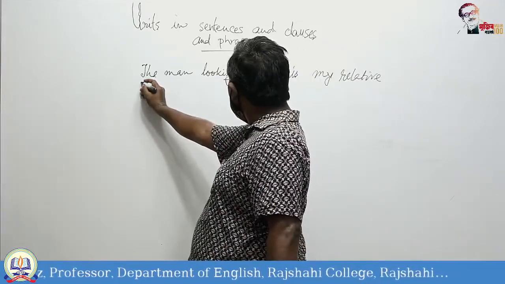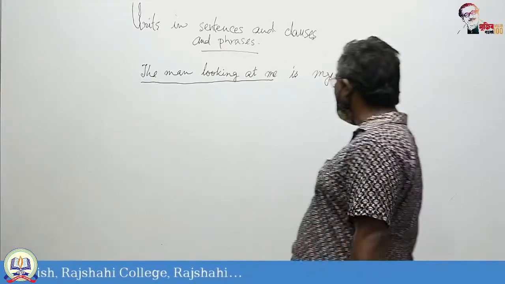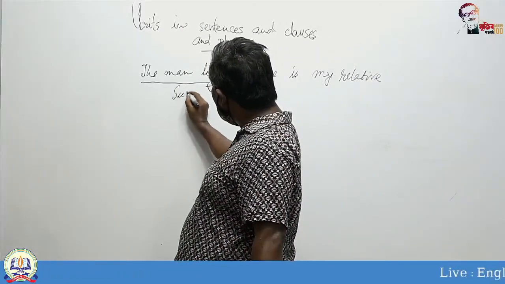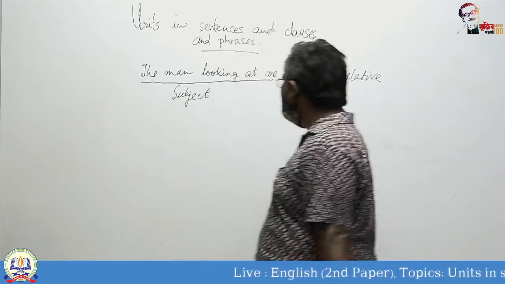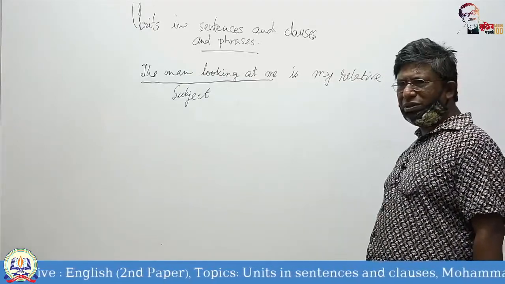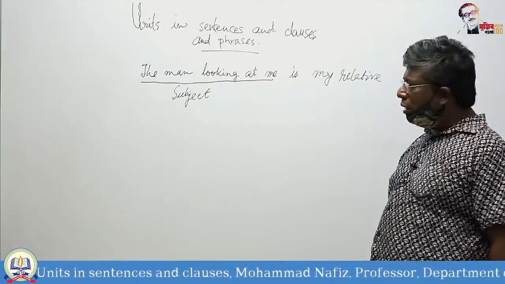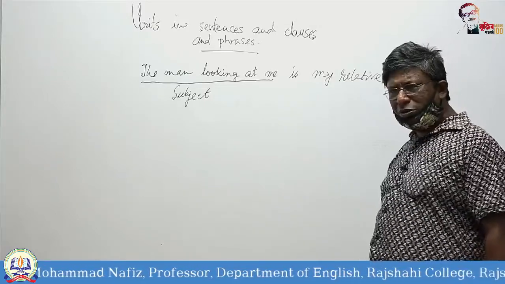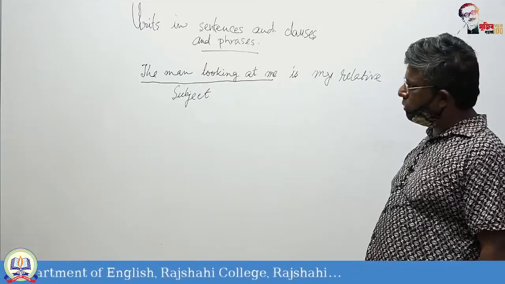Actually, the part in the sentence before the finite verb makes a single unit. It is the subject. It is the subject of this sentence. This part makes the subject of the sentence, and the sense of this part is that যে লোকটি আমার দিকে তাকিয়ে আছে, not লোকটি আমার দিকে তাকিয়ে আছে.